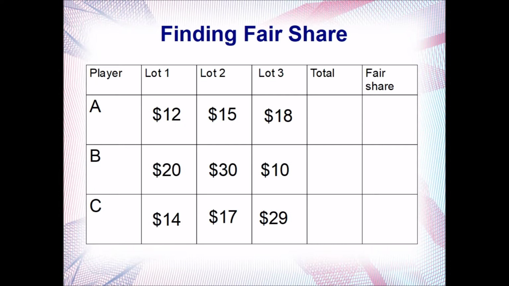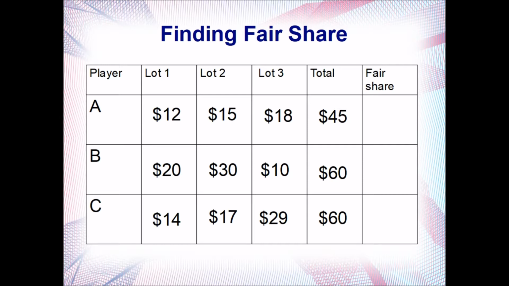In order to find the fair share, the first thing we need to do is find the total value. Player A's total value is $45, because I just add 12 plus 15 plus 18, and that makes 45. For player B, I again add up the totals: 20 plus 30 plus 10 is 60, and for player C, 14 plus 17 plus 29 is 60. Now if you notice, B and C have the same total value. That's honestly just a coincidence. Sometimes that happens, sometimes it doesn't. Usually it doesn't.